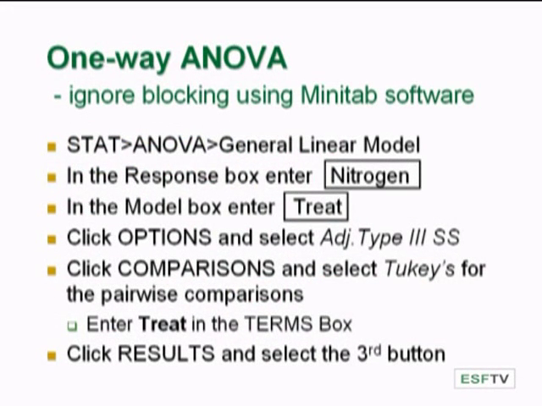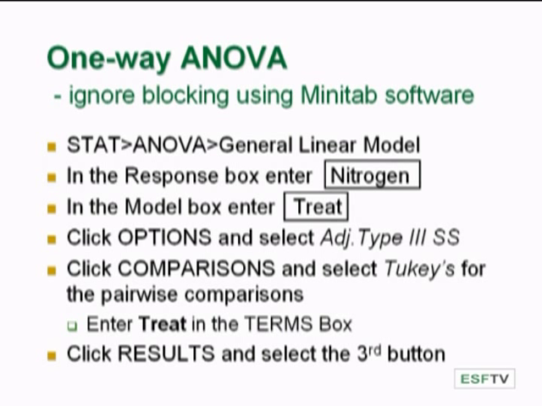What you see here are the steps in Minitab to get you through the analysis. Stat, ANOVA, and then General Linear Model. In the response box, you want to enter nitrogen. This is what the researcher measured, his response variable. In the model box, we're simply looking at the treatment. You want to click Options and select Adjusted Type 3 Sums of Squares.